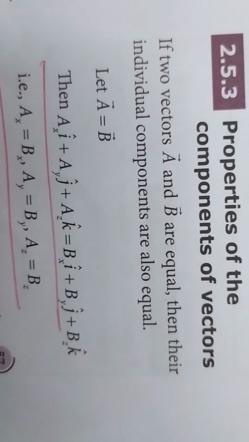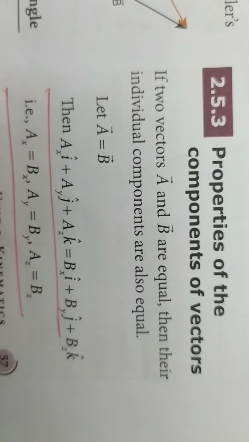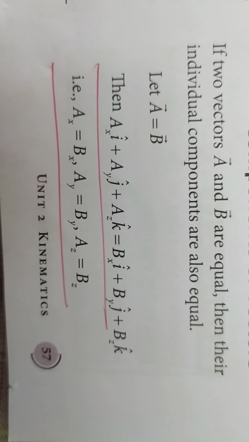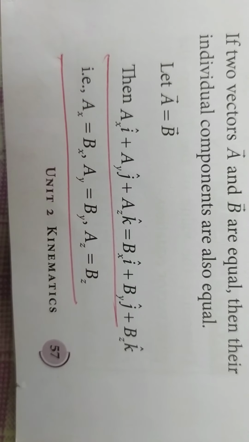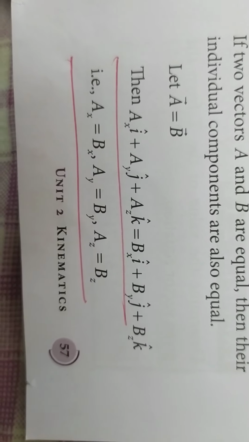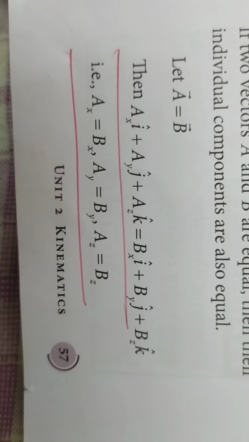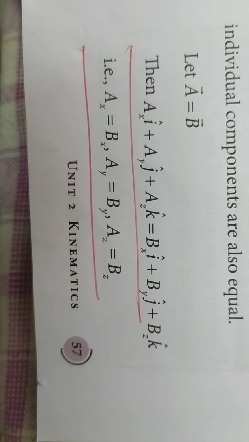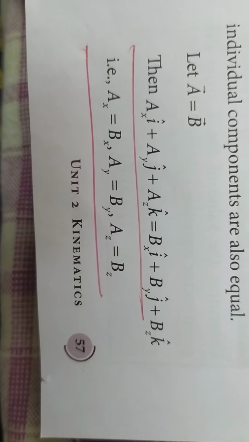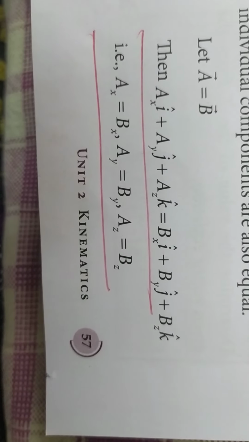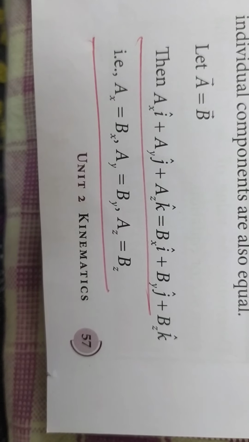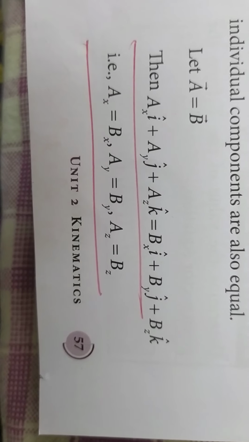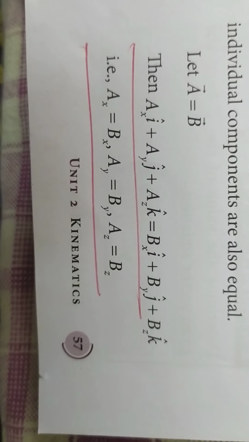Suppose you take components of vectors. Now we are going to see the properties of components of vectors. Here, if a vector is equal to b vector, then the components are also equal. That is, when you split a vector into its components, you get ax I cap plus ay j cap plus az k cap, which is equal to bx I cap plus by j cap plus bz k cap. Then the components will be equal. So ax is equal to bx, ay is equal to by, and az is equal to bz. So the individual components become equal.